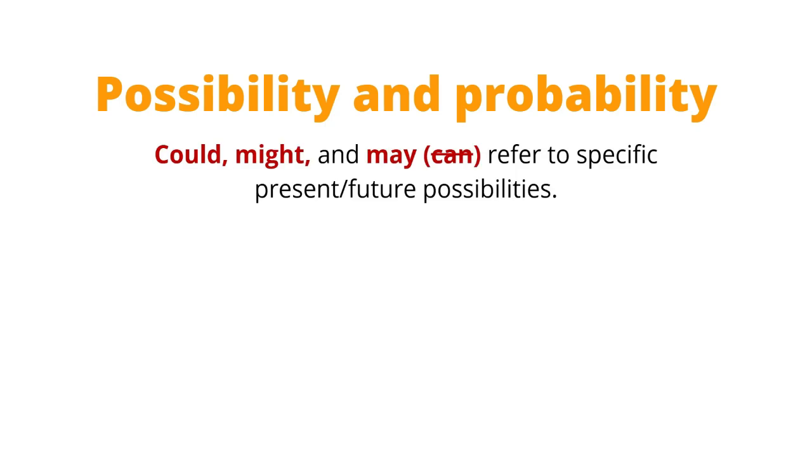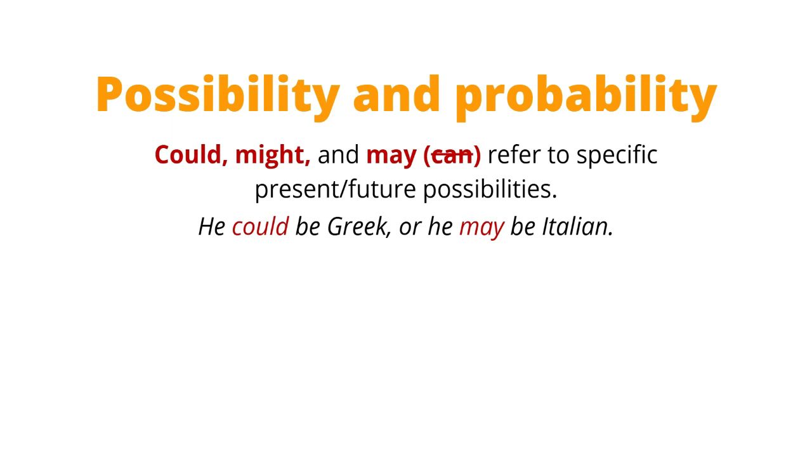Could, might and may refer to specific present or future possibilities. He could be Greek or he may be Italian. In these sentences we're speculating about the possibility of somebody's origins. So this person looks a bit Mediterranean, we might say, and we can use could, might or may in these sentences. He could be Greek, he might be Greek, he may be Greek.